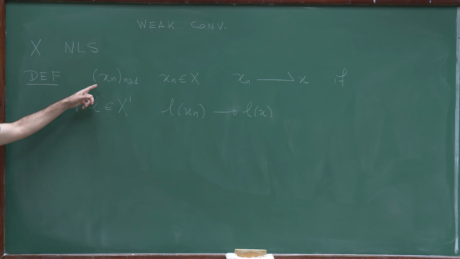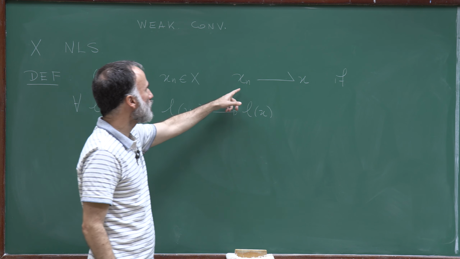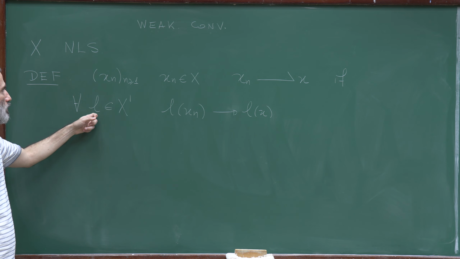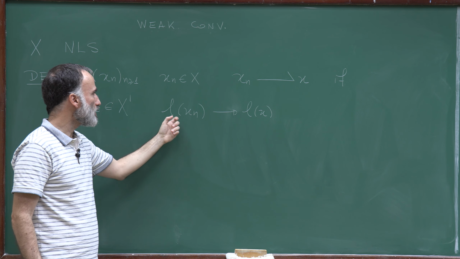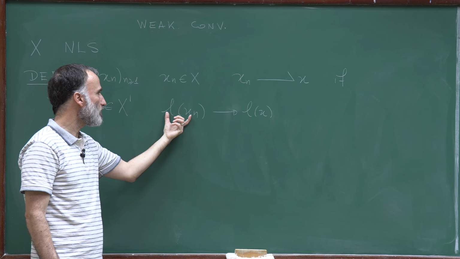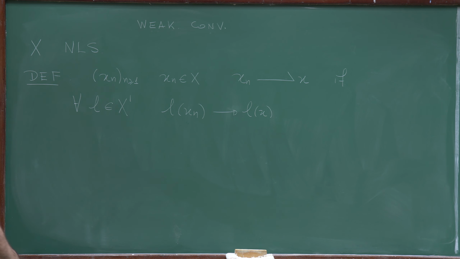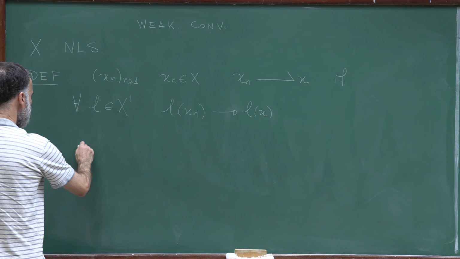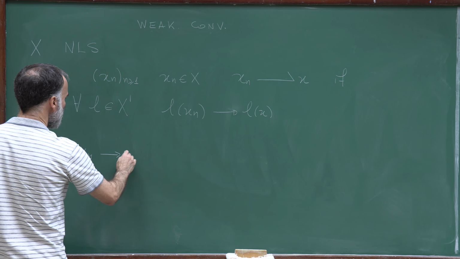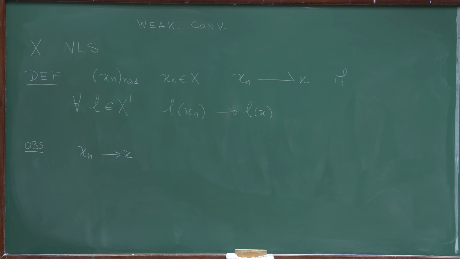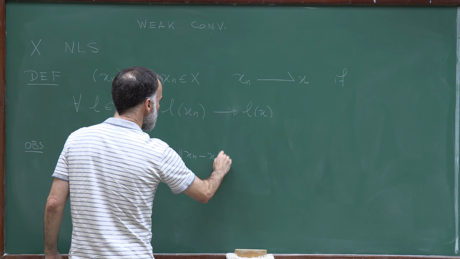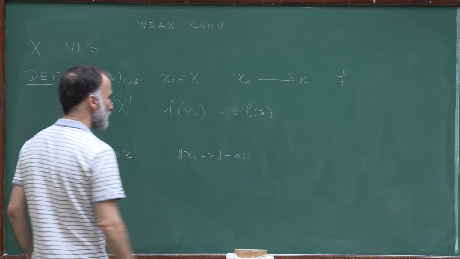So a sequence xn would be said to converge weakly to X if whatever bounded linear functional defined in X, the sequence of real numbers or complex numbers L of xn converge to L of X. So that's called weak convergence. Strong convergence, which is represented by the full arrow, xn to X, means that the norm of xn minus X converge to 0. Okay?